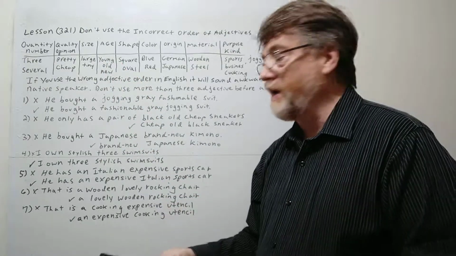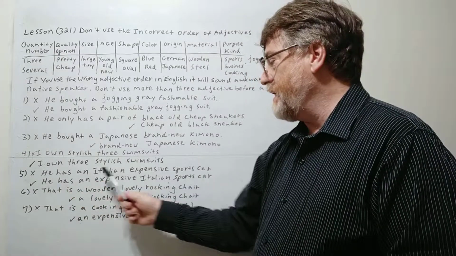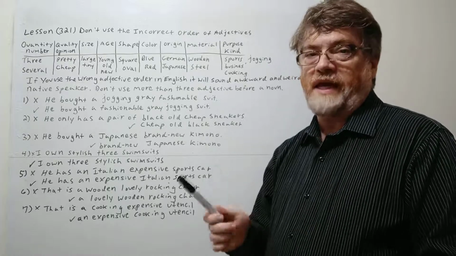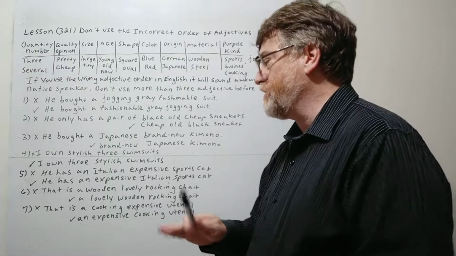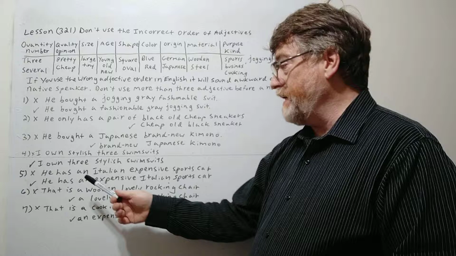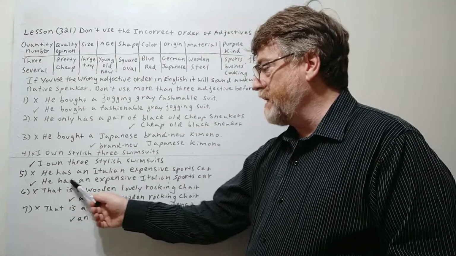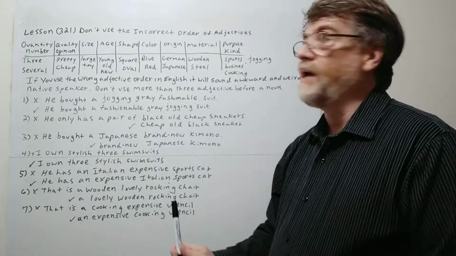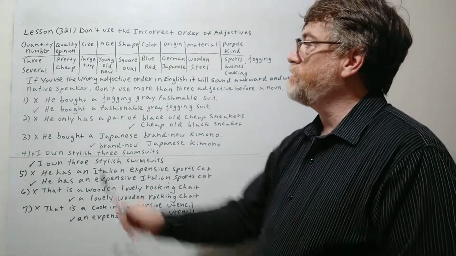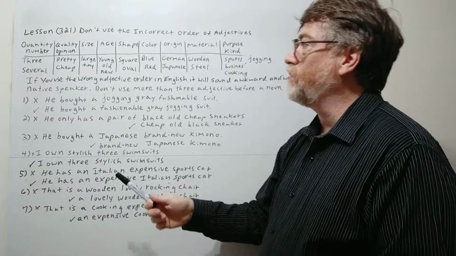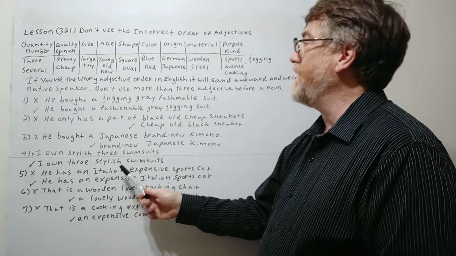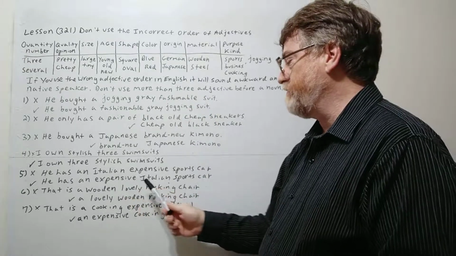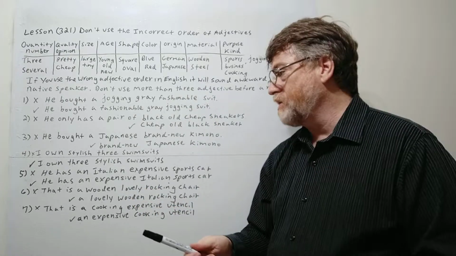Okay, let's look at number 5. Again, with the X, this is wrong. He has an Italian expensive sports car. Again, sounds a little weird. A native speaker would pick up on that right away. Of course, this is correct with the check: He has an expensive Italian sports car. Expensive would go under quality or opinion. Italian, of course, goes under origin. So that's why expensive should be first and Italian should be next.